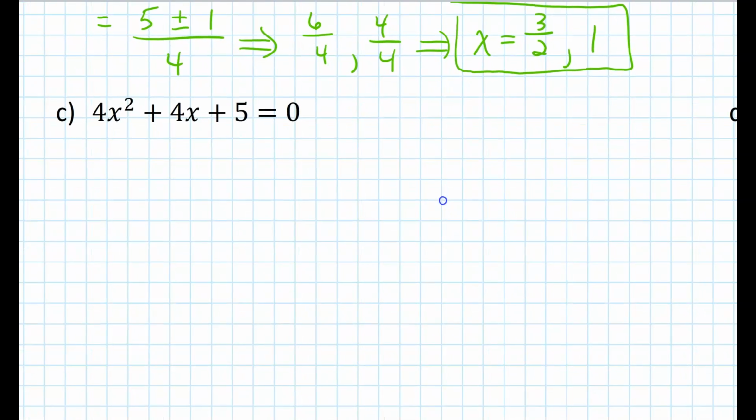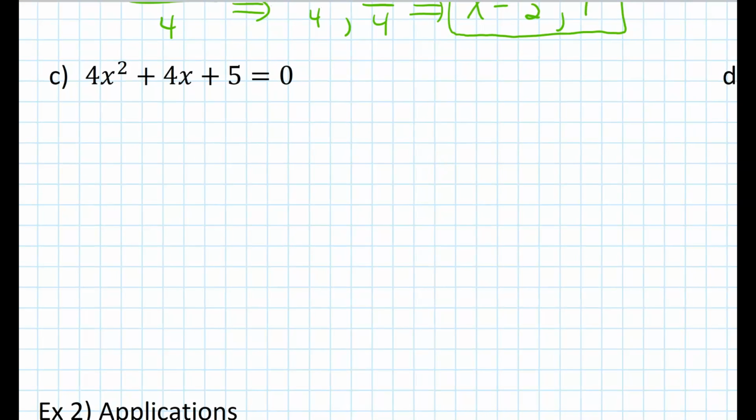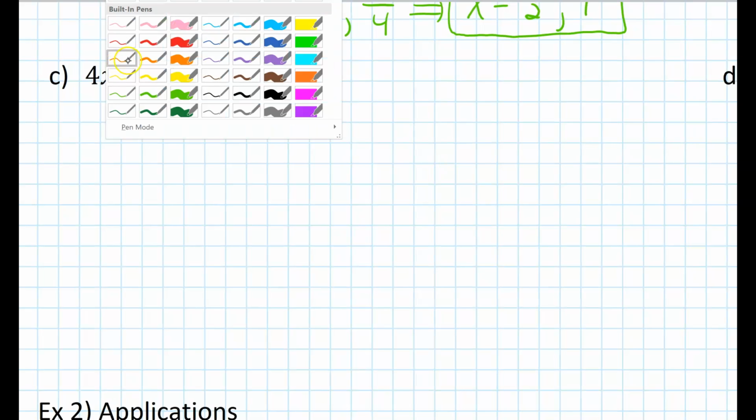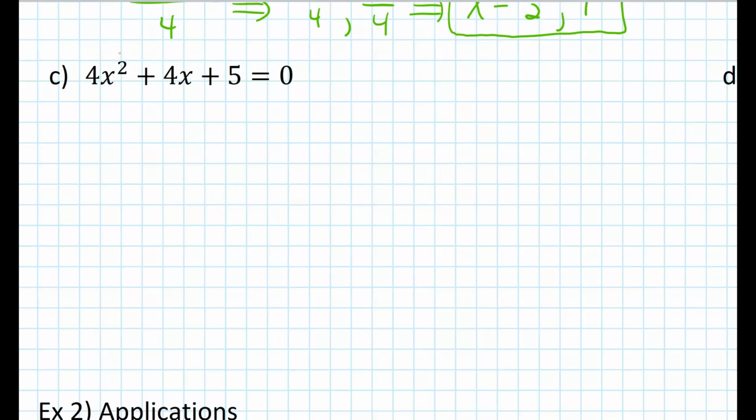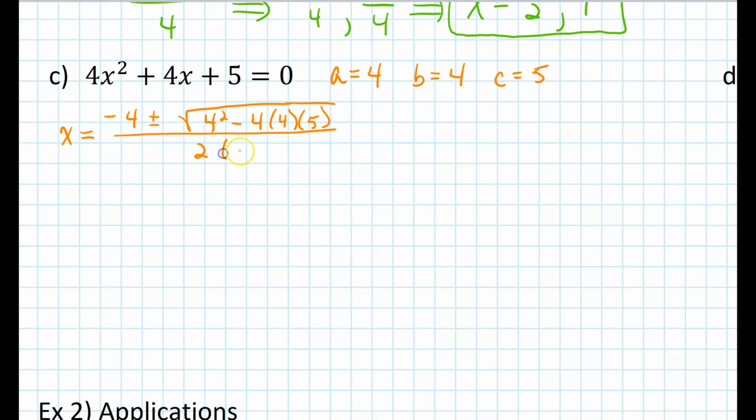Okay, so our next one here. Is there anything we can take out to make this a little bit easier on ourselves? No. So again, I'm going to go ahead and set this up. A is equal to 4. B is equal to 4. C is equal to 5. All right. Plug and chug. x equals -4 plus or minus the square root of 4 squared minus 4 times 4 times 5, all over 2 times 4.